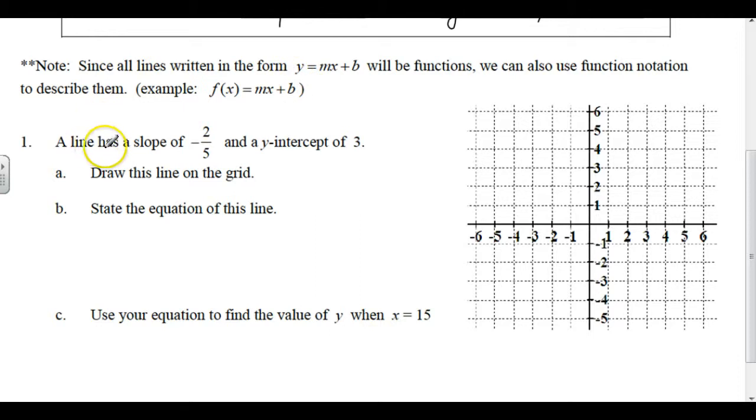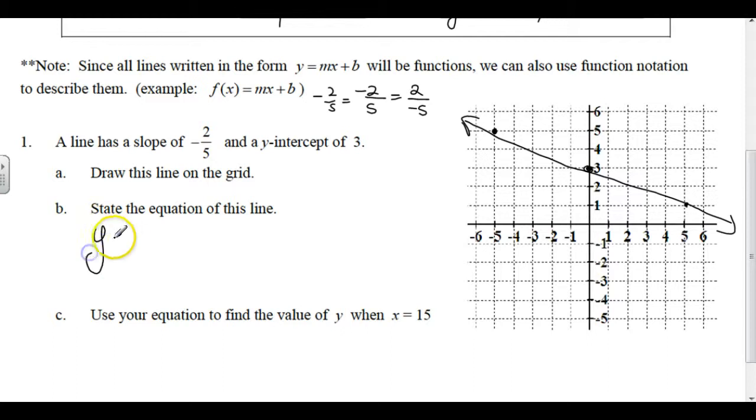Alright, a line has a slope of negative 2/5 and a y-intercept of 3. Draw this line on the grid. So we start with the y-intercept. Negative 2/5 says go down 2, right 5. But it also says up 2, left 5. And I never want to draw a line with fewer than a few points if I can avoid it, since I want to make sure that I've drawn the correct line, and these 3 points should line up.